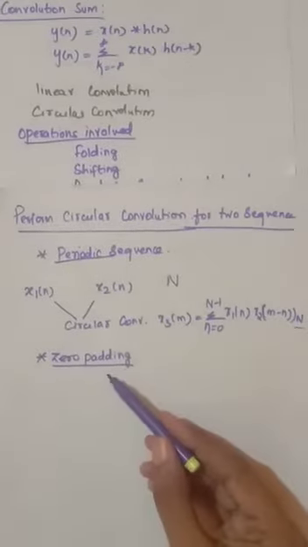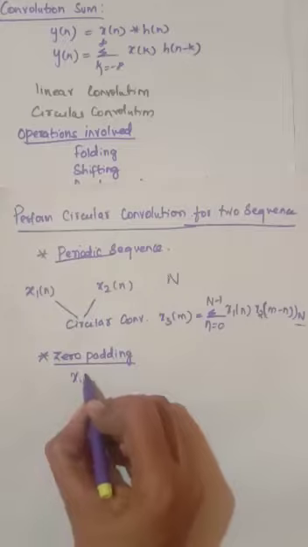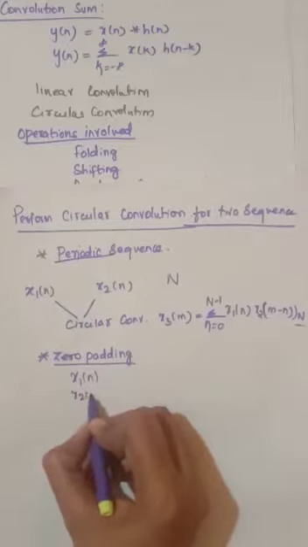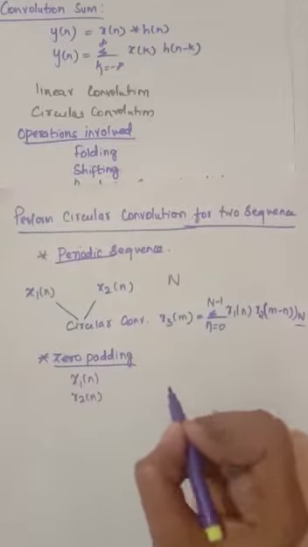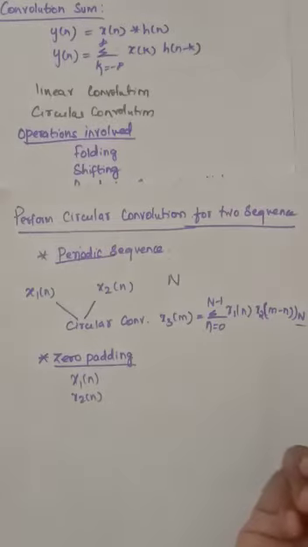The next concept you need to consider is zero padding. Both the input sequences x1 of n and x2 of n should be of the same length. If they are not equal in length, we need to append zeros at the end of the sequence to make the two sequences equal.